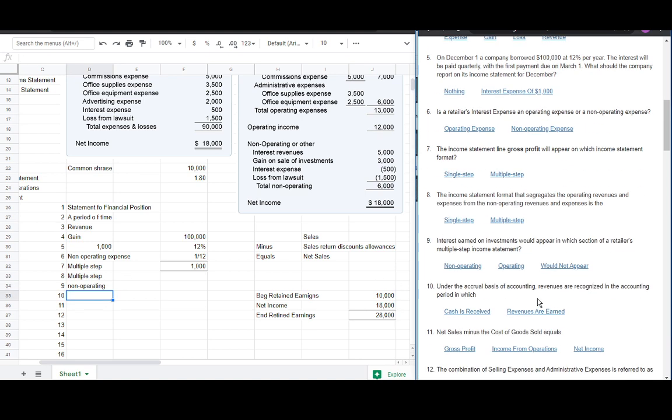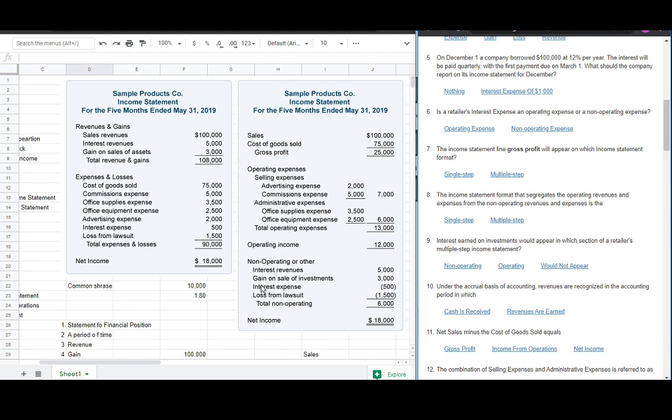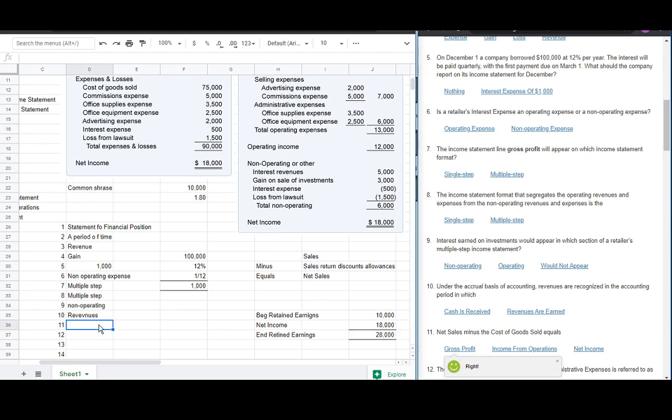Number 10, under the accrual basis of accounting, revenues are recognized in the accounting period in which revenues are earned. Revenues are earned when a service is performed and when goods are delivered. Number 11, the net sales minus cost of goods sold is the gross profit or the gross margin.